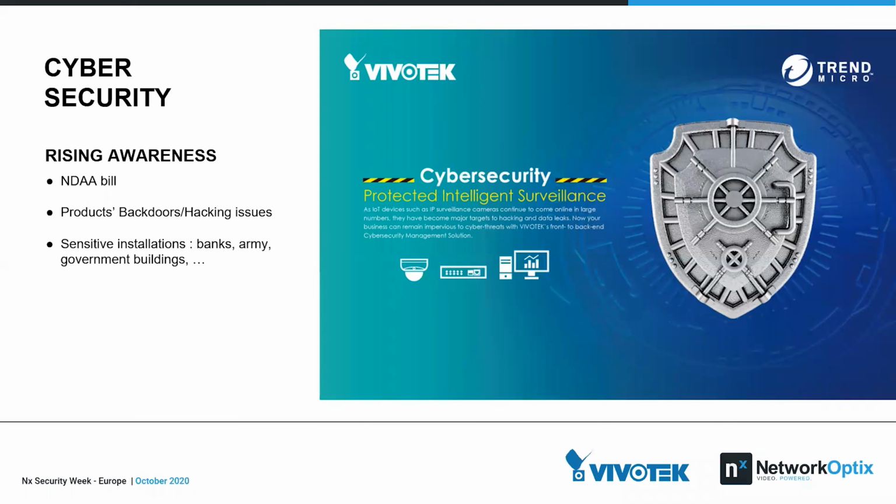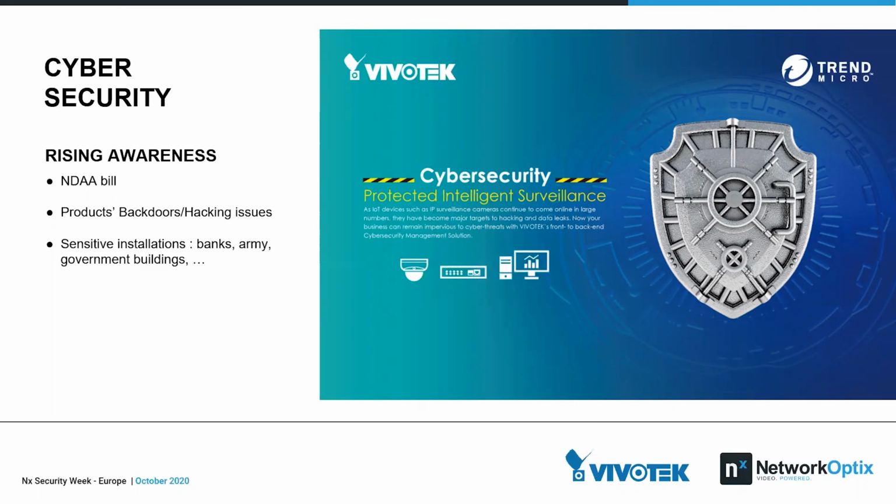The first one is cybersecurity. Nowadays, people are raising more and more awareness relating to cybersecurity. You see articles about product backdoors, hacking issues. Recently, we had schools where people were able to hack the cameras and put the streams everywhere. So it's problematic for private life, but also for companies or government installations, which are sensitive installations like banks, army, government buildings, where you don't want anyone to access your cameras, right?